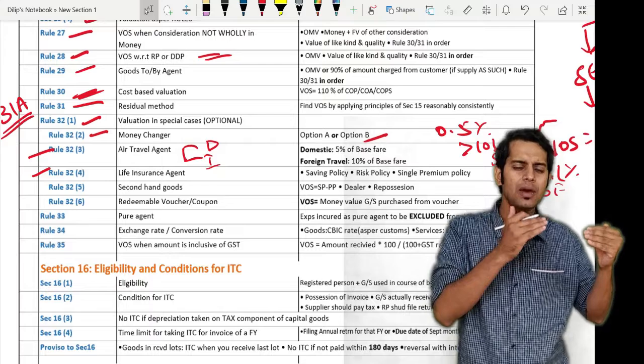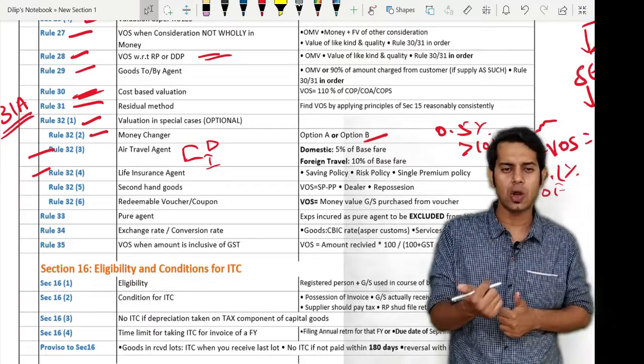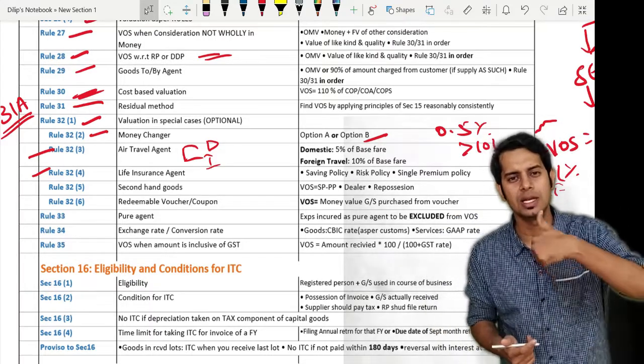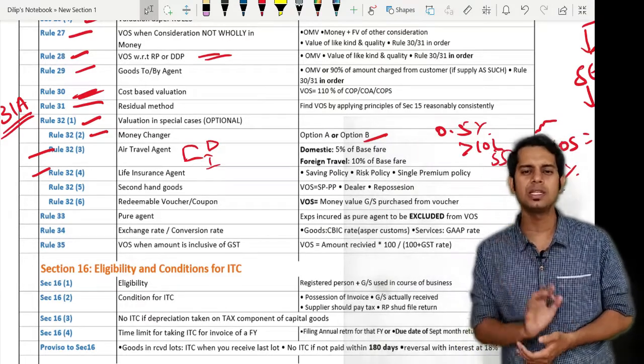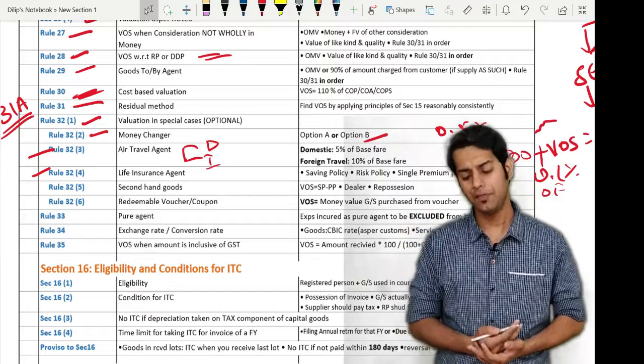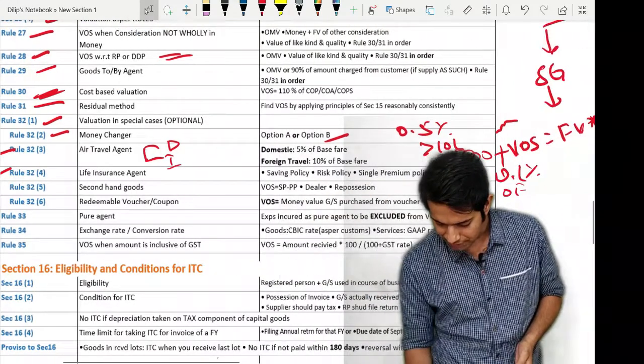If you are a dealer, you can either take input tax credit or not take input tax credit. If you are taking input tax credit, value of supply is selling price. If you are not taking input tax credit, value of supply is selling price minus purchase price.